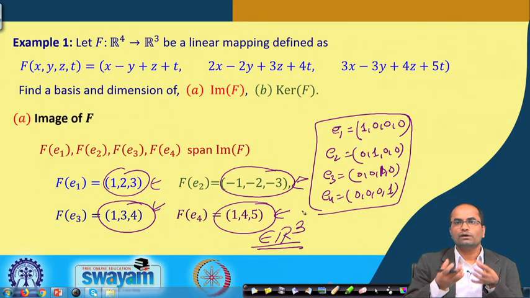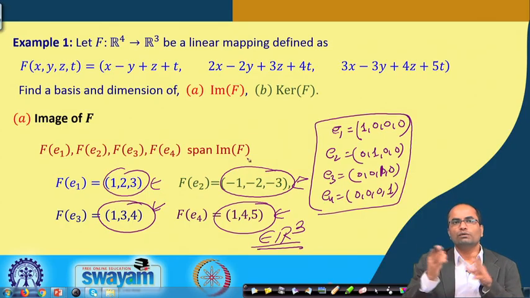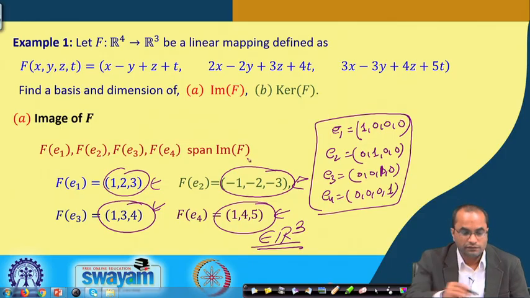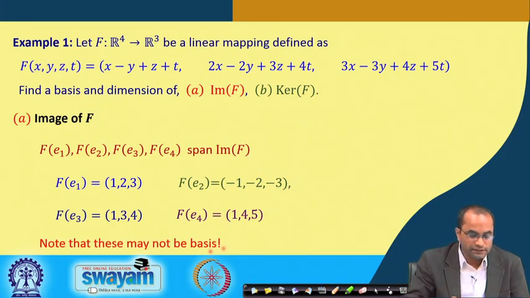So what we have to extract out of these vectors is only the linearly independent vectors. We have to see how many linearly independent vectors we have in this spanning set, and the number of those linearly independent vectors will be the dimension of the image f, and those linearly independent vectors among all these 4 will form a basis of the image f. So, these may not be the basis. Now we have to find out how many of these vectors are linearly independent.